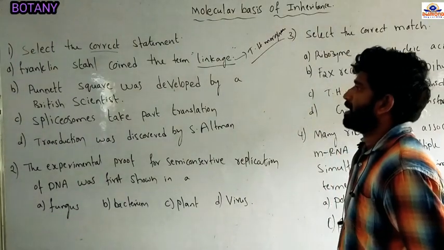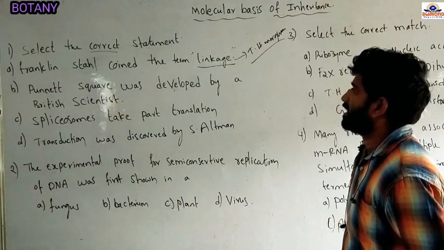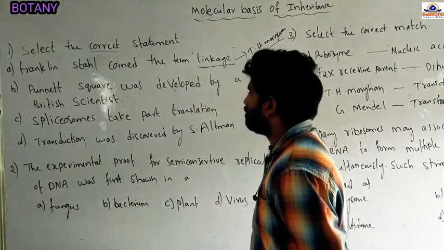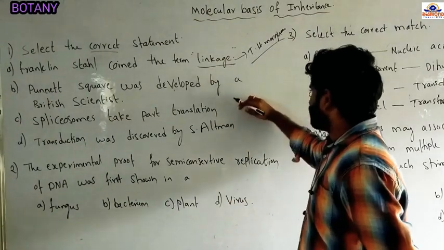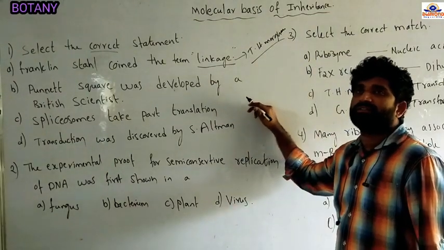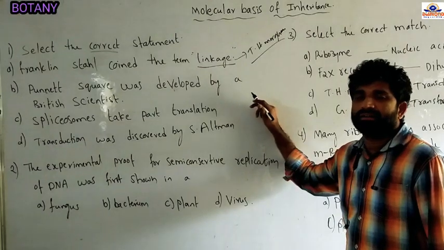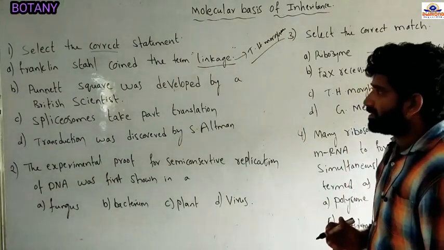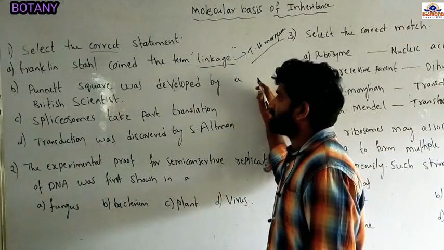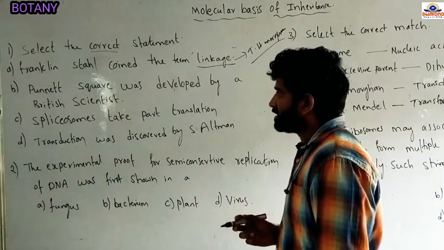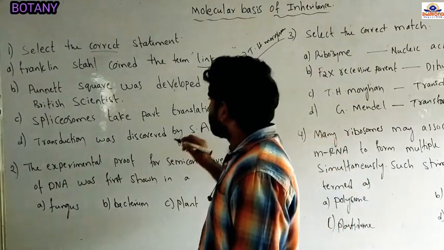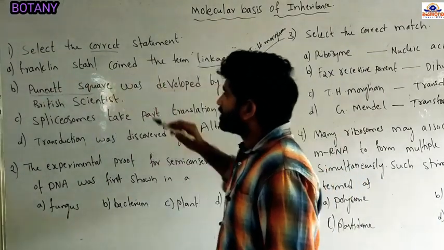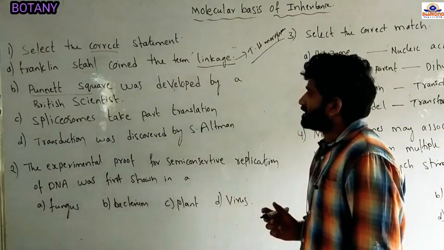Option B, Punnett square was developed by a British scientist. Yes. The graphical representation of the alleles of the organisms in the form of a checkerboard or diagrammatic manner was developed by the British geneticist. His name was Punnett, so based upon his name, we represent it as a Punnett square. So option B is the correct statement.